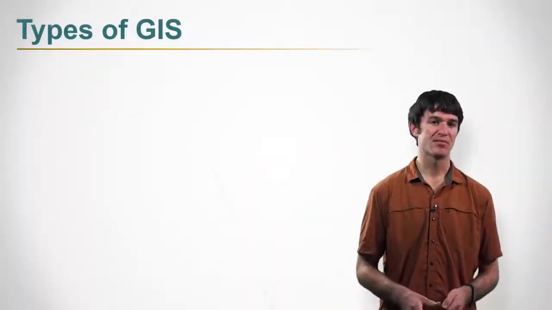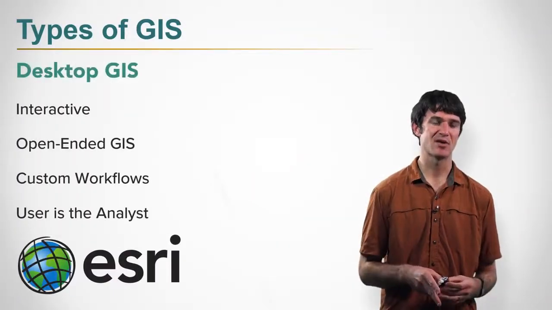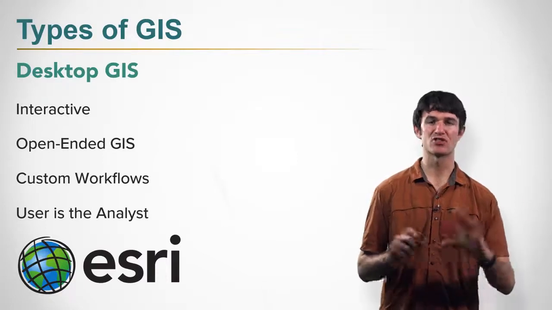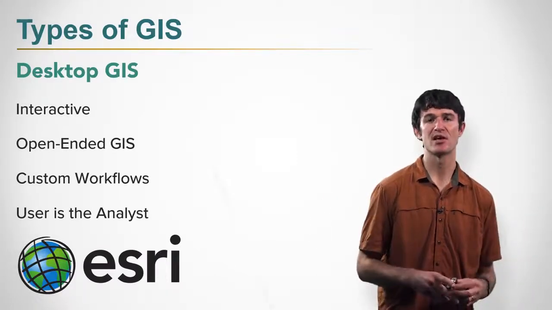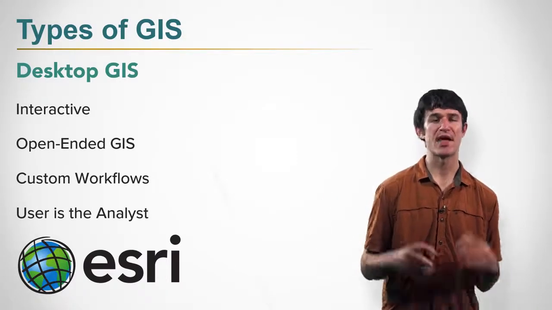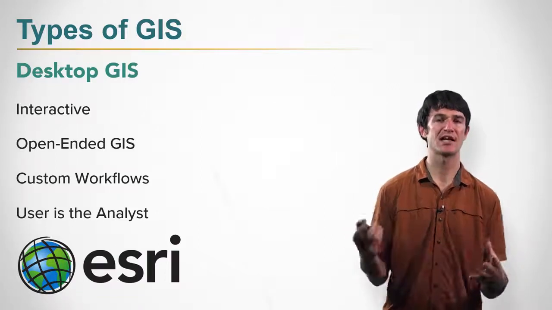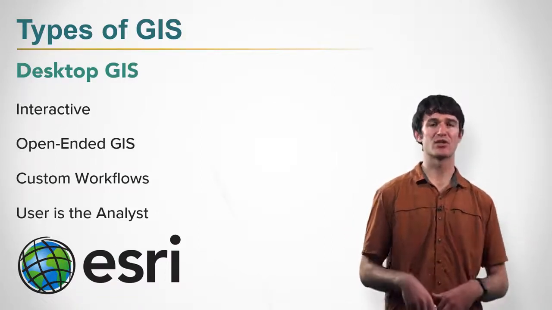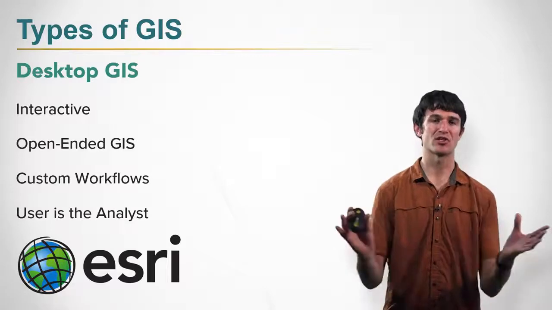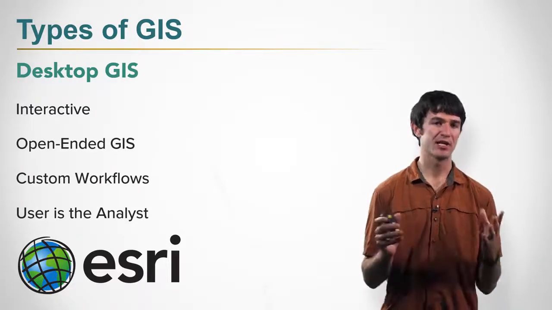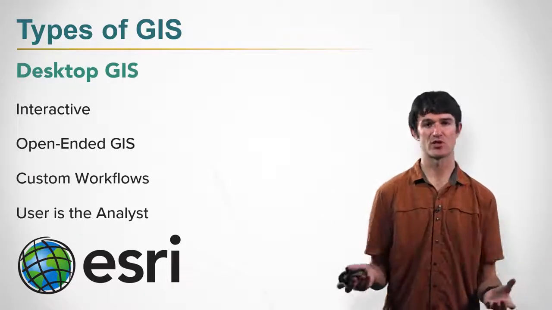Broadly speaking, there are just a couple types of GIS, but you can really construct these in a lot of different ways. But we talk about desktop GIS. That's what you're going to be using in this course. It's interactive, it's open-ended, you load data and you analyze it and you create results however you like. It's completely dependent upon the user to produce results.